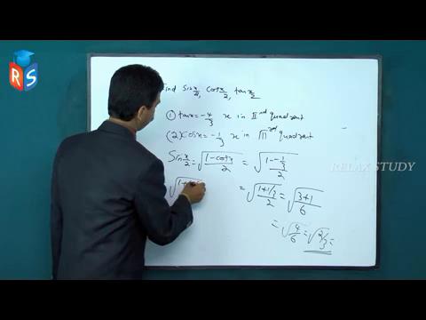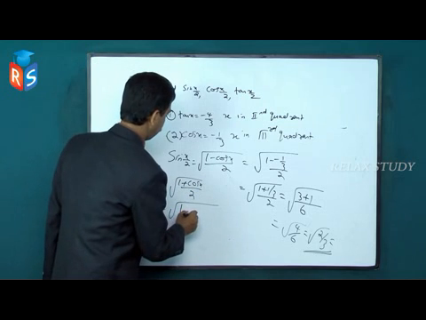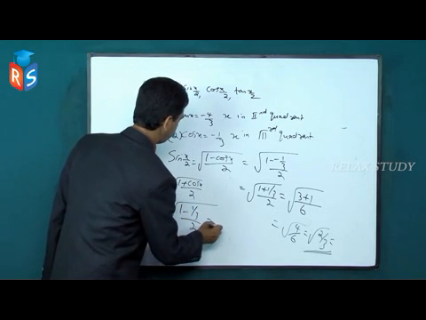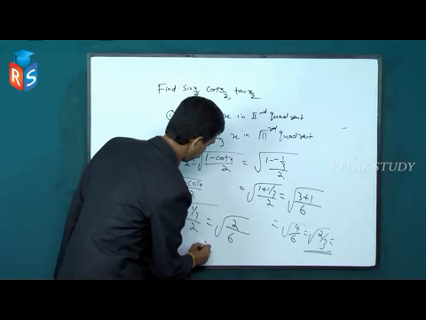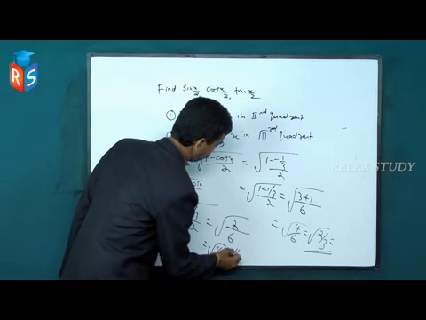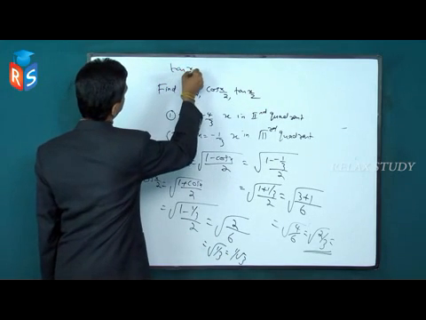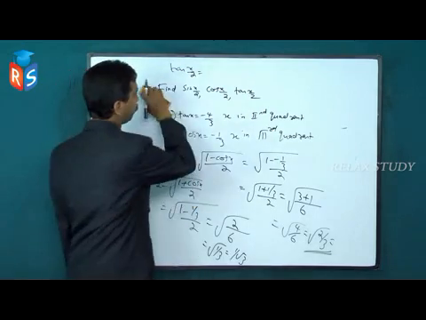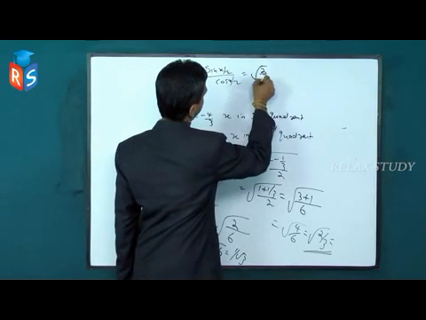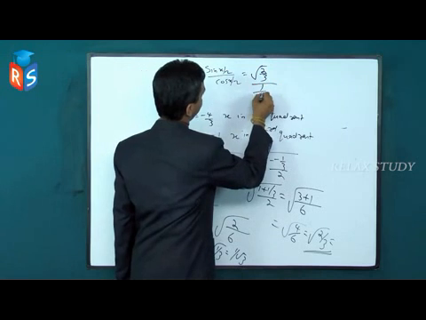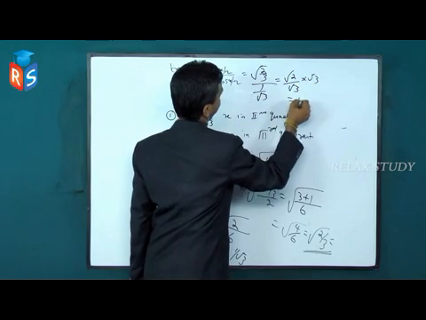And cos x/2 is root of (1 + cos x)/2. Replacing the value of cos x, root of (1 − 1/3)/2. Simplifying, we get 1 by root 3. Then tan x/2 equals sin x/2 by cos x/2, which is root of 2 by 3 divided by 1 by root 3. So the answer is root 2.